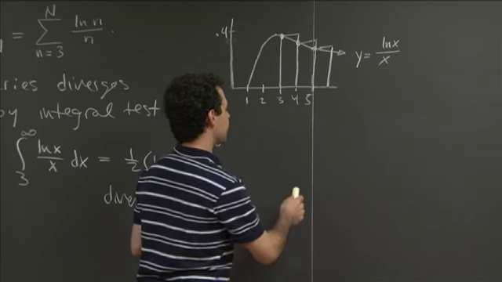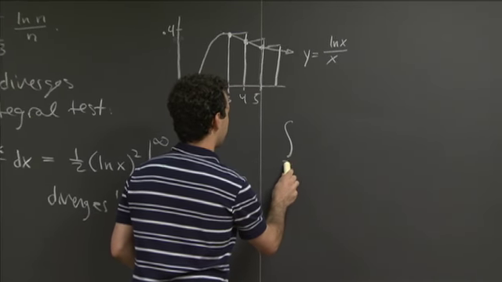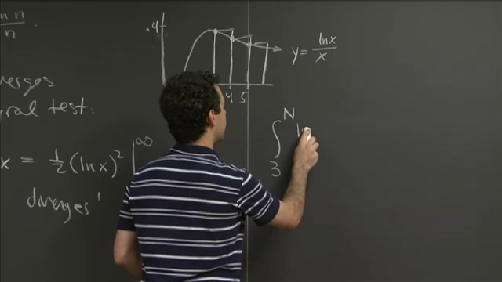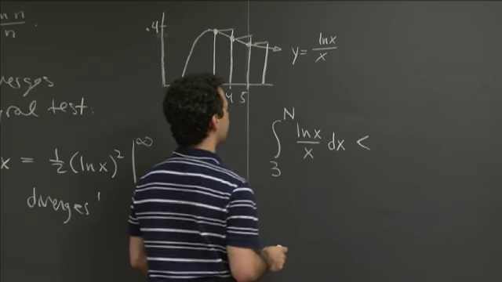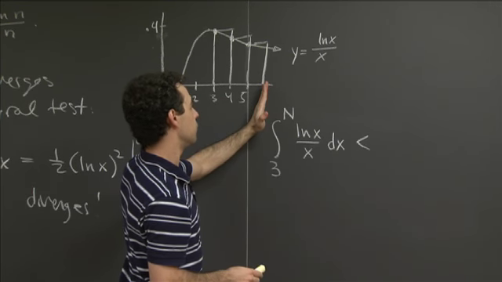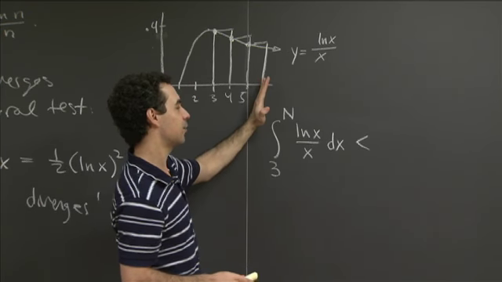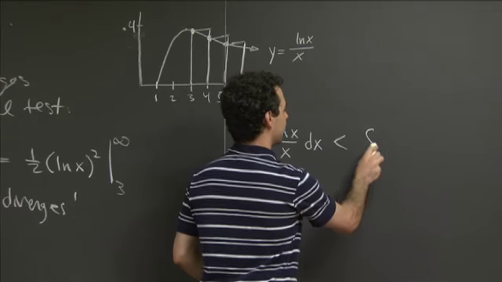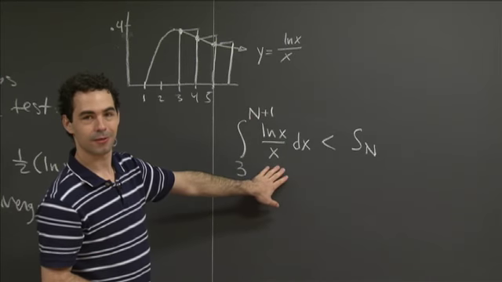And so the integral test tells us that the integral from 3 to big N of our function log x over x dx is strictly less than the partial sum whose right interval ends at big N. So that's actually the N minus first partial sum. So maybe what I'll do is I'll add a +1 here, and I'll make this the big Nth partial sum, which is bigger than the sum from 3 to N plus 1 of the function.